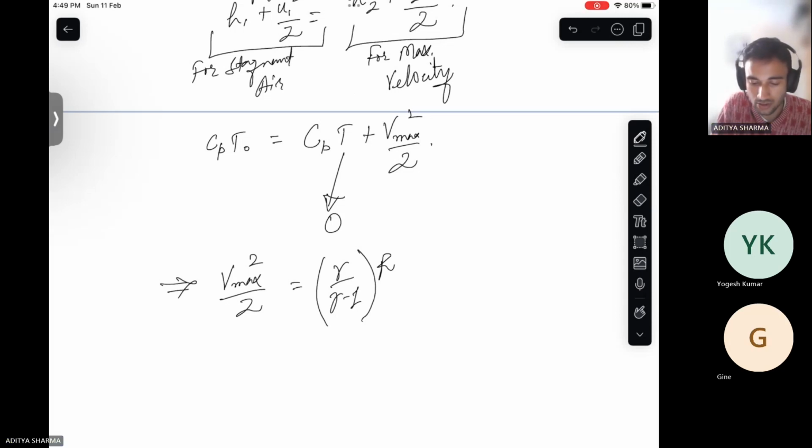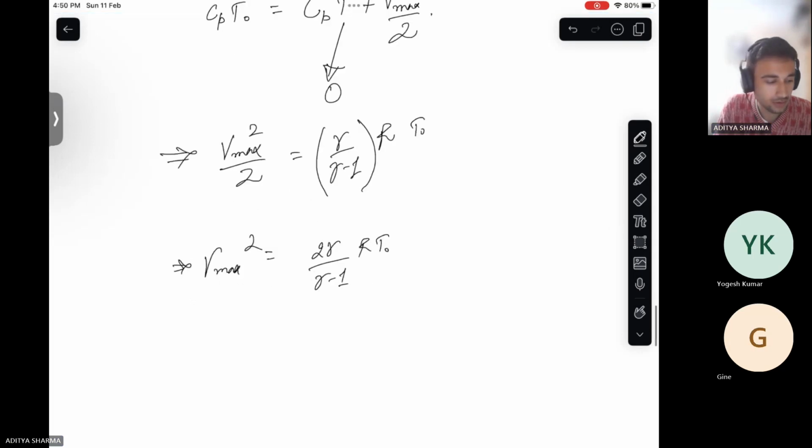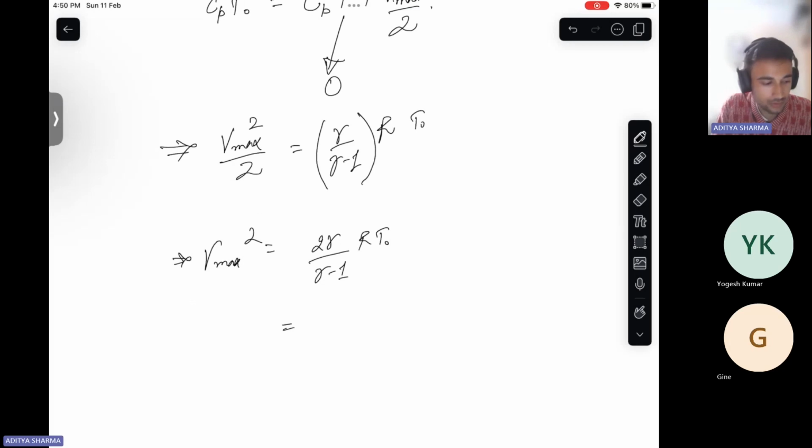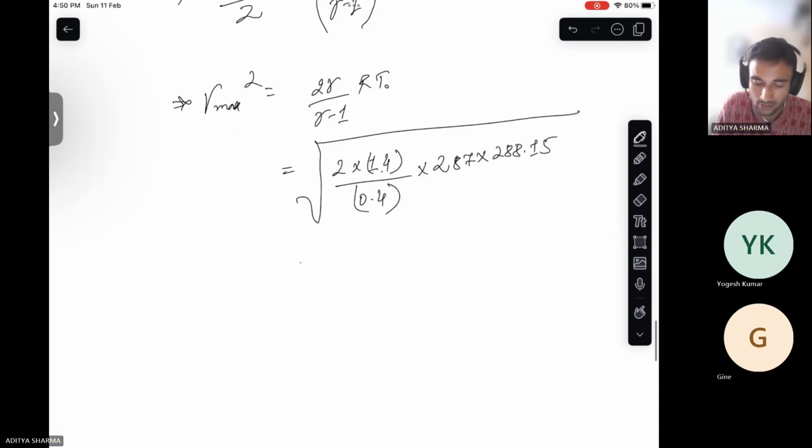T naught is given to us, right? So V max equals root of 2 gamma by gamma minus 1 R T naught, which equals 2 into 1.4 divided by 0.4 into 287 into 288.15, whole under root. Work this out.